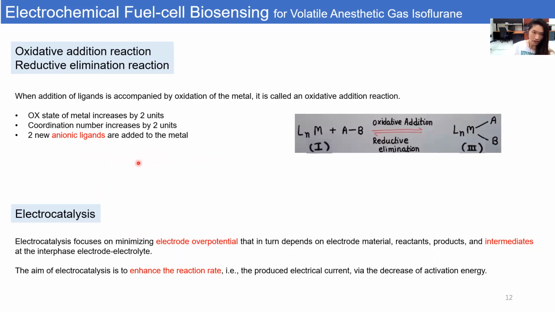During this redox reaction, there is an oxidative addition reaction and a reductive elimination reaction. And there is also electrocatalysis. Electrocatalysis focuses on minimizing the electrode overpotential, which in turn depends on the electrode material, reactants, products, and the intermediates at the interface of the electrode and the electrolyte. The purpose of electrocatalysis is to enhance the reaction rate, like the produced electrical current, via the decrease of the activation energy.